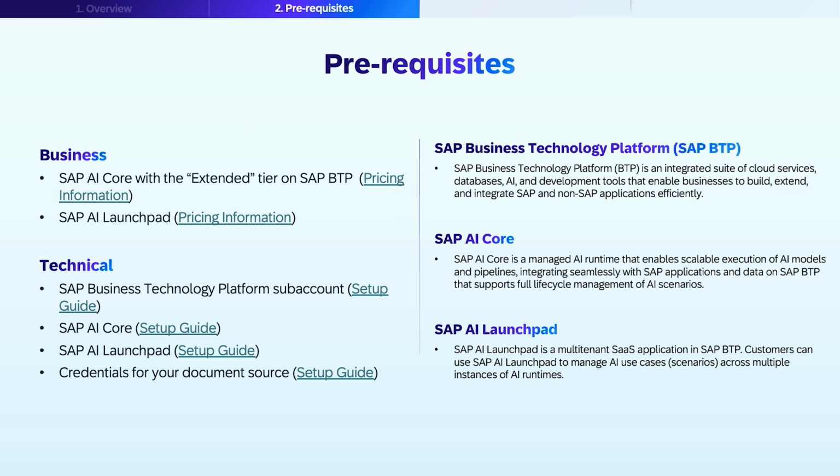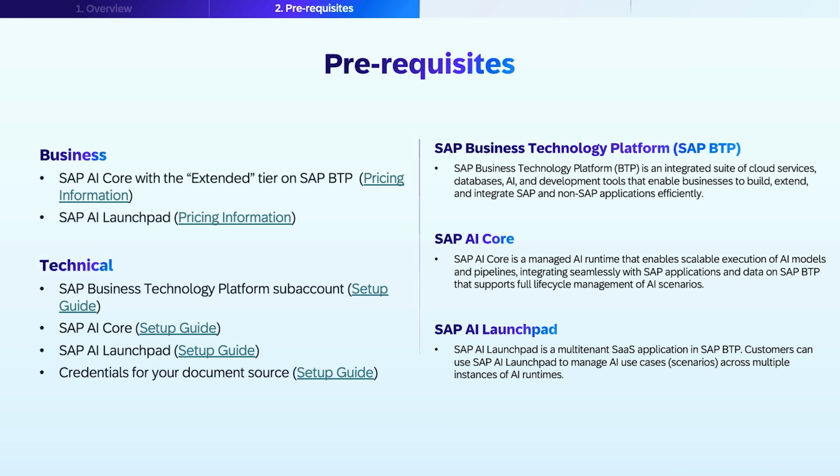Let's cover the prerequisites needed on SAP Business Technology Platform. Well, you'll need an SAP AI Core service with the extended tier on SAP BTP to enable Generative AI Hub access, and SAP AI Launchpad to configure models within Gen AI Hub. Pricing information on all these services is available in the linked resources. Next, let's ensure that your data repository, whether it's S3, SharePoint, or SAP DM, is accessible and that you've stored the credentials securely in Launchpad.